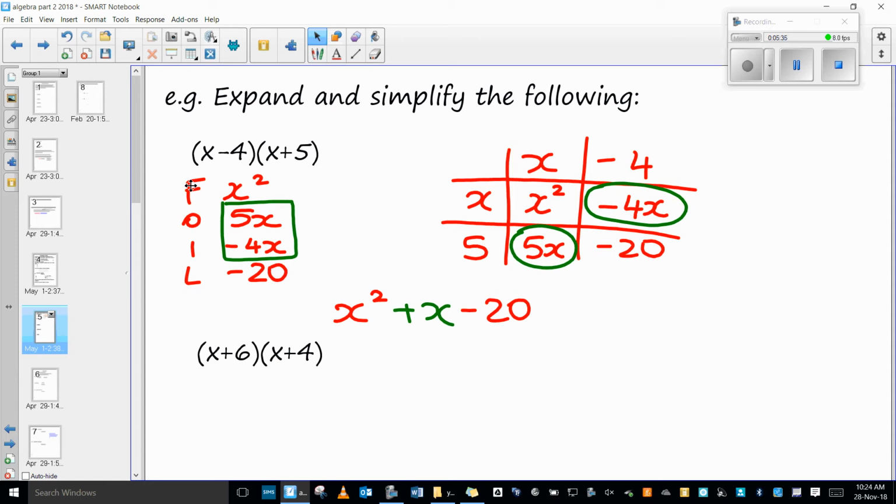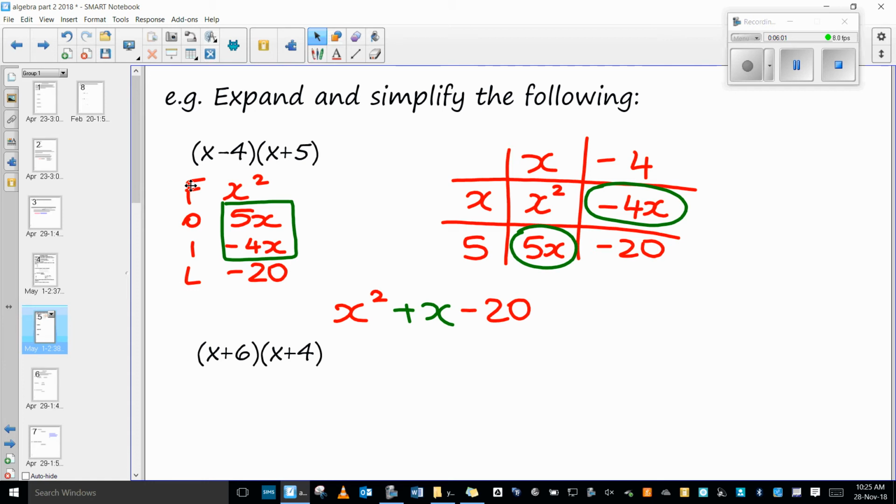Yeah? Georgie? I have 2 questions. One, does it matter what order you put the numbers in? Nope. Yeah, it totally can be. Normally, we would go in what we call descending powers of x. So we would start with an x squared, then we would have an x, then we would have the number. But it's not incorrect to put it in a different order. Okay. All right with that one?